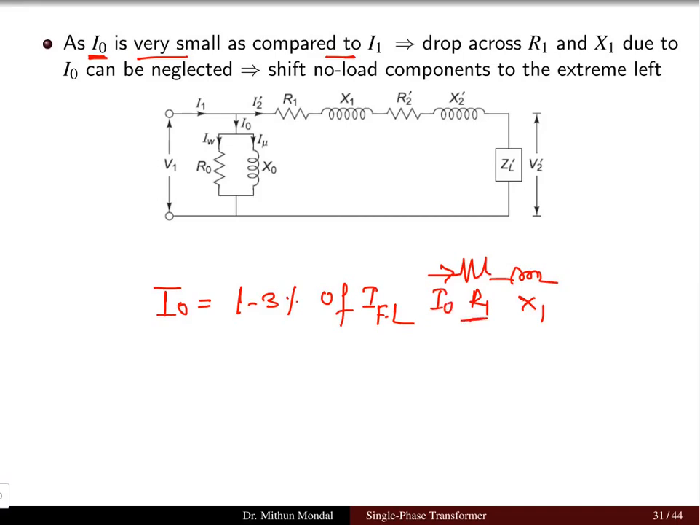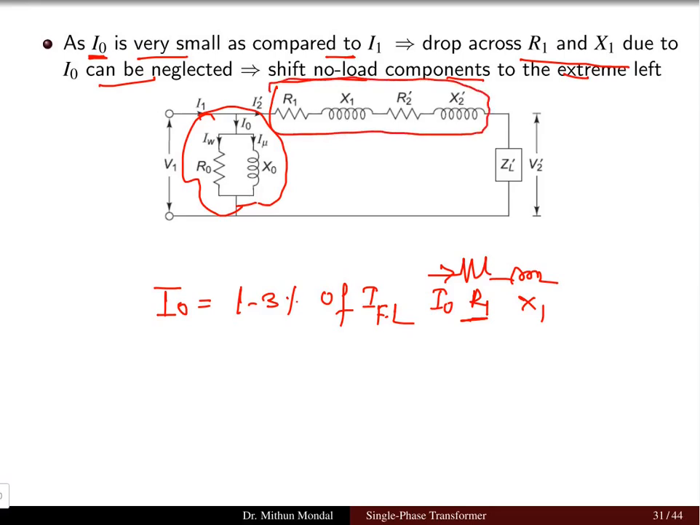So the loss in the resistance of the primary network due to the no load current can be neglected because it is very less. So the drop across R1 and X1 due to I0 can be neglected, and hence we can shift the no load component to the extreme left. So the shunt parameters are shifted to the extreme left of the network so that we can add the resistance and the reactance of the shifted parameters from the secondary side to the primary side.